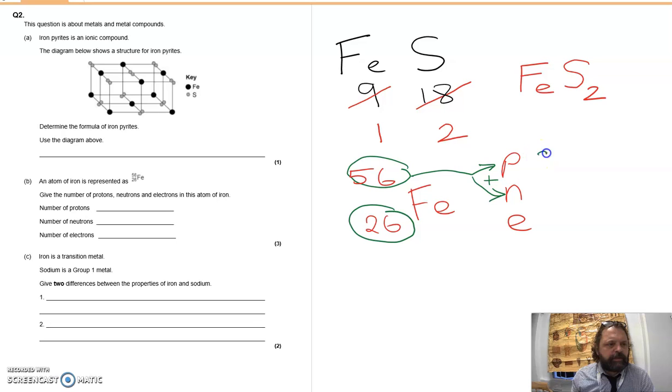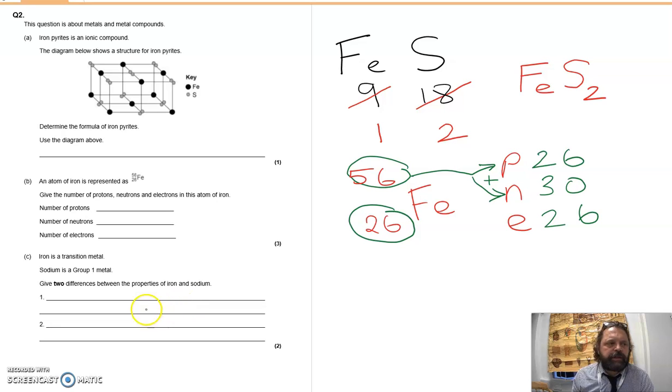So I can write in straight away that there are 26 protons in an atom of iron, and then I can work out my neutrons by taking 26 away from 56, which gives me 30. 30 plus 26 makes the mass of 56. Now the electrons are always the same as the protons. So if I've got 26 protons, I've got 26 electrons as well. I can write in these numbers over here.